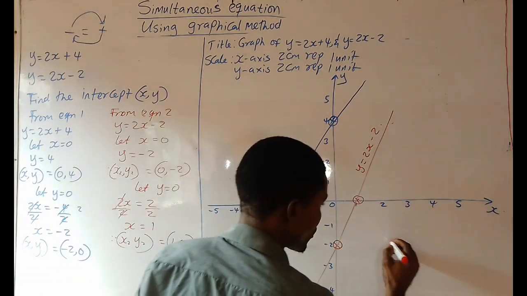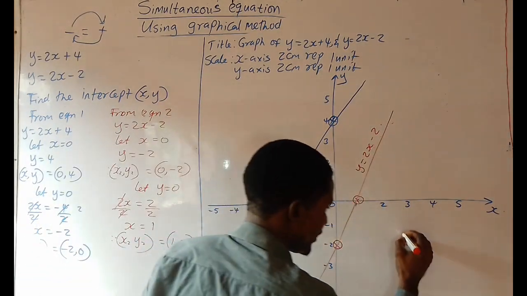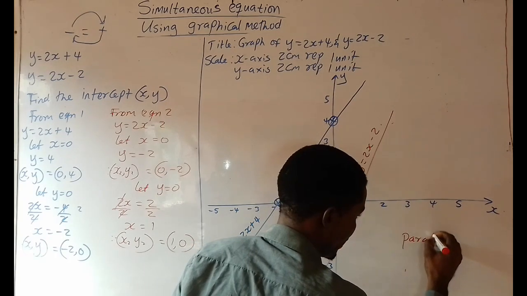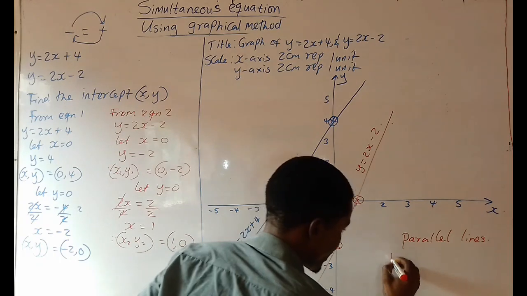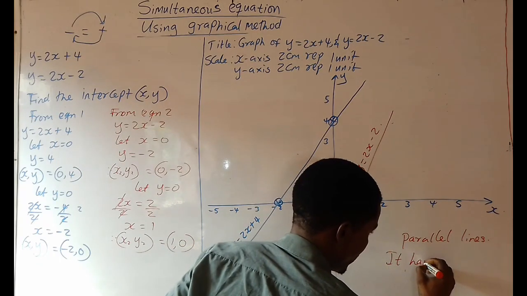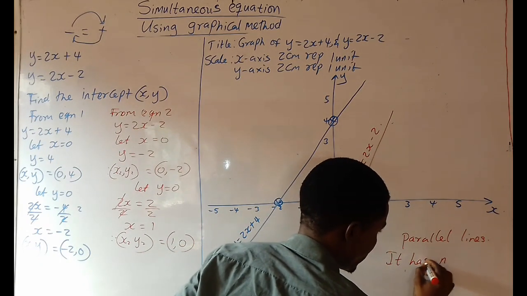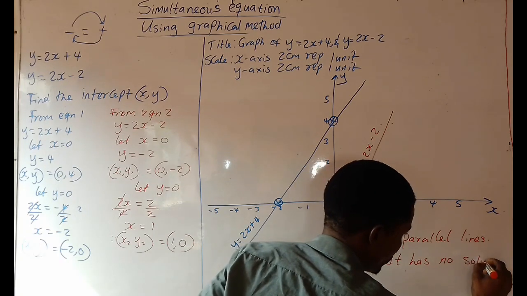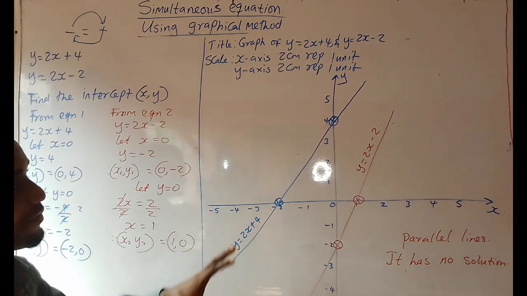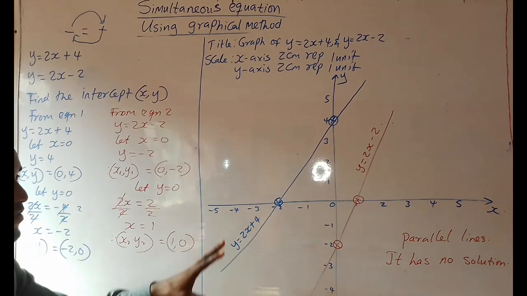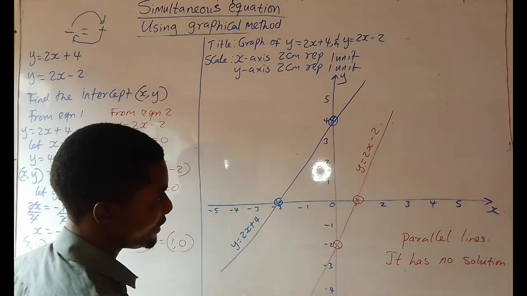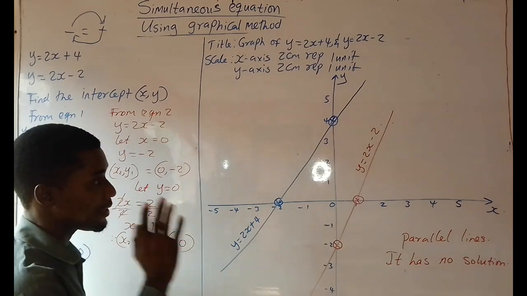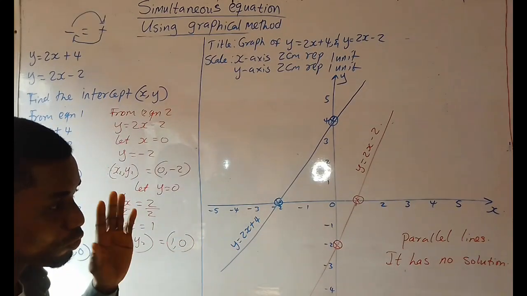So for this kind of equation, the line graph we call parallel lines, and it has no solution. When you solve your simultaneous equation, and after solving it and plotting your graph it gives you parallel lines like this, it shows that your simultaneous equation has no solution.